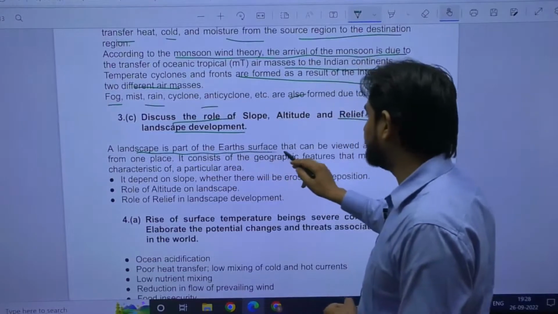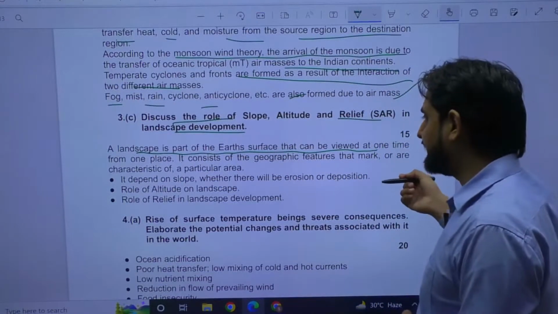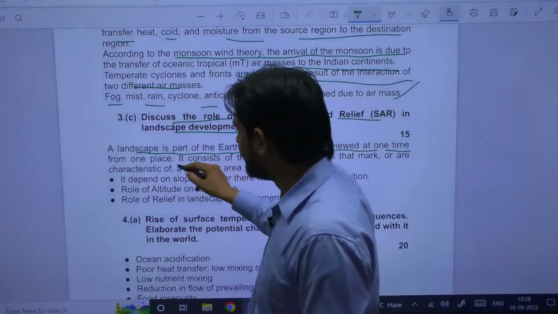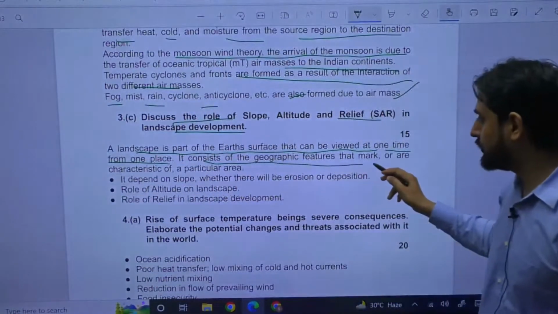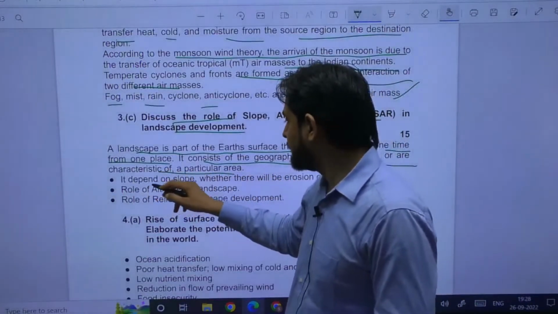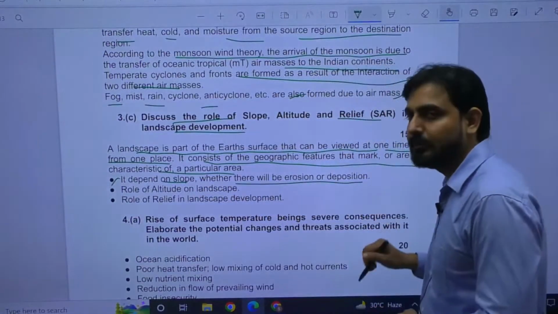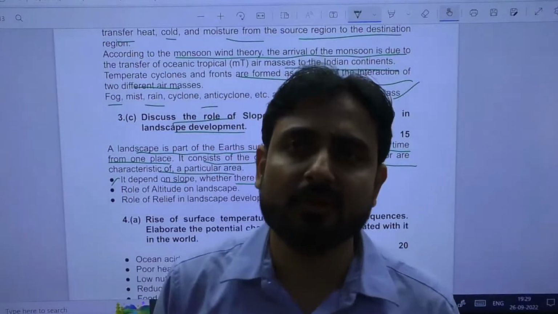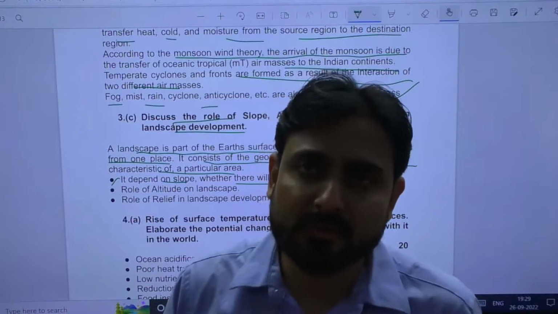So, landscape is part of the earth's surface. You can define the landscape. Landscape is a part of the earth's surface that can be viewed at one time from one place. It consists of geographic features that are characterized by a particular area. It depends on the slope whether there will be more erosion, whether there will be more deposition. It depends on the slope. Higher the slope, higher the erosion.